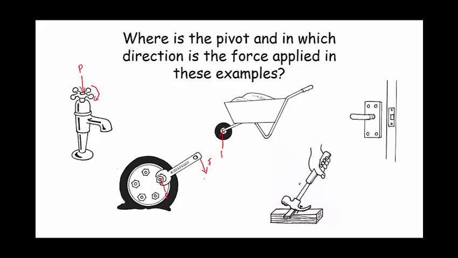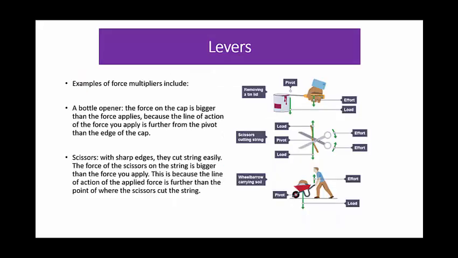For the wheelbarrow, the pivot is at the center of the wheel, and we're going to be lifting that one by the handle. For the claw hammer, the pivot is where the hammer meets the surface, and the force is going to be from the handle. And then for our door handle, the pivot is at the center again where it rotates, and we're going to have our force acting downwards.